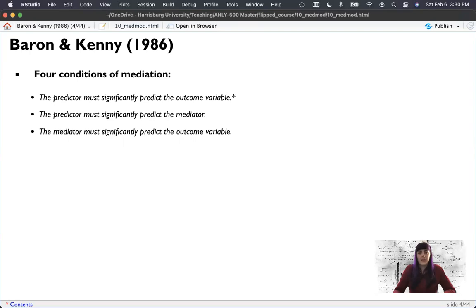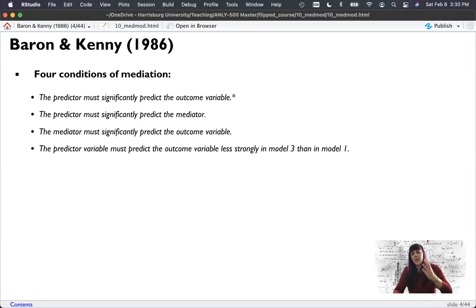The mediator must significantly predict the outcome variable while including X. So this is path B. And last but not least, the predictor variable must be less predictive than originally. So path C prime should be less than C originally, closer to zero, whichever way is closer to zero. So if you have a negative C value, it must get closer to zero. So not literally less, it should predict at a smaller value.